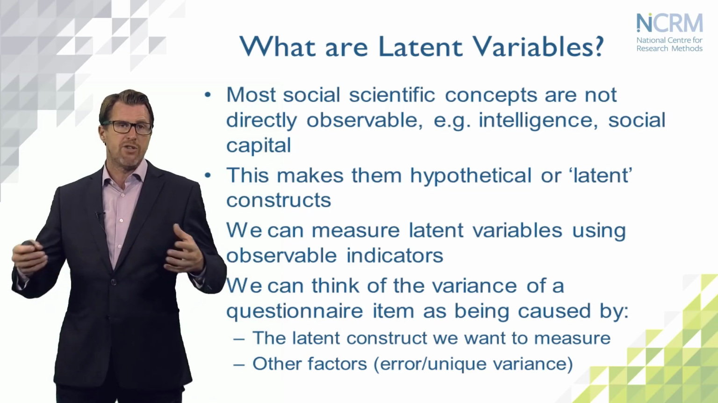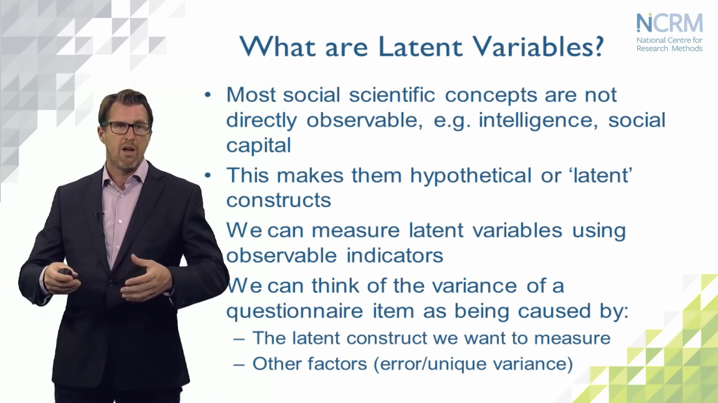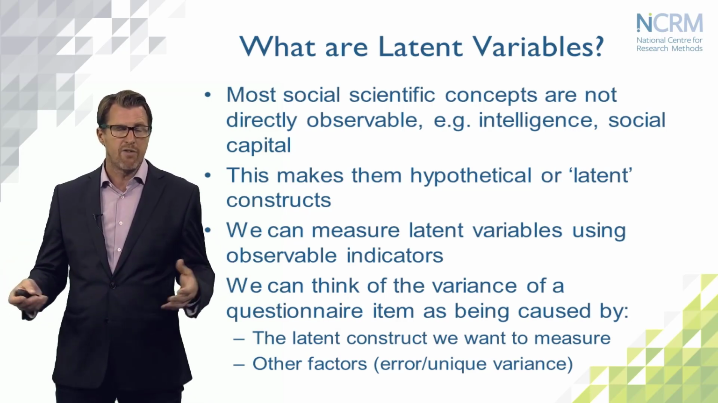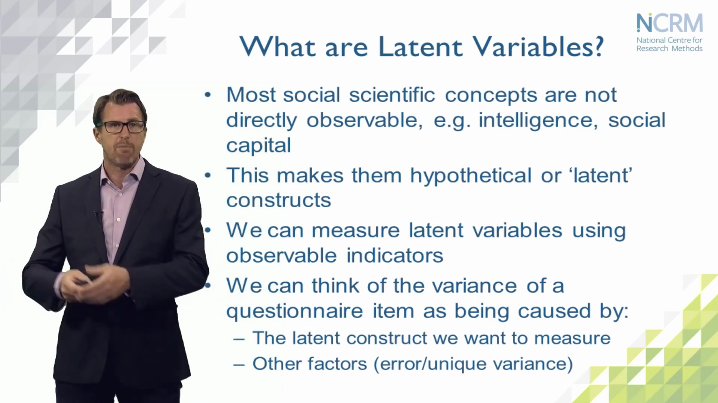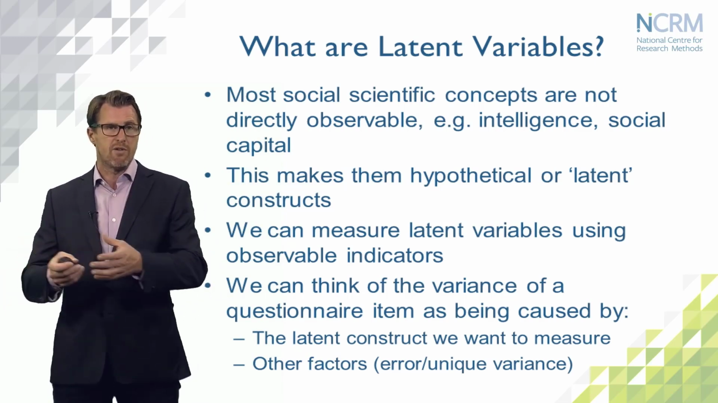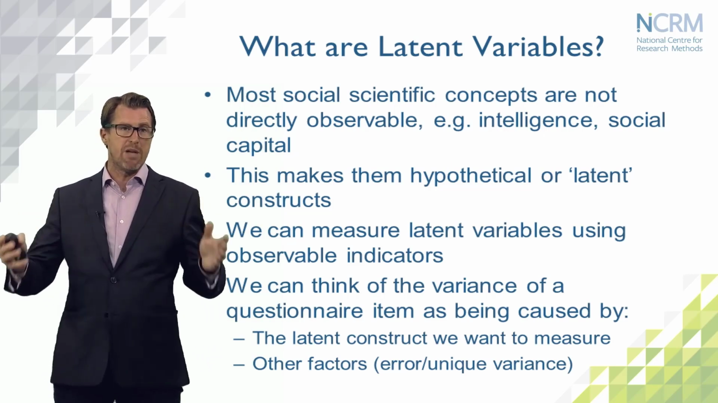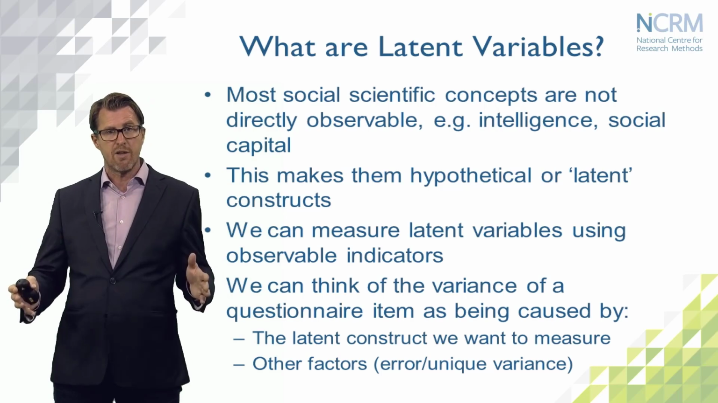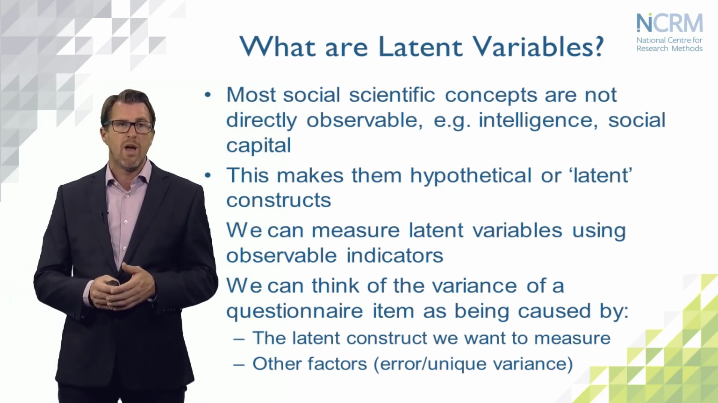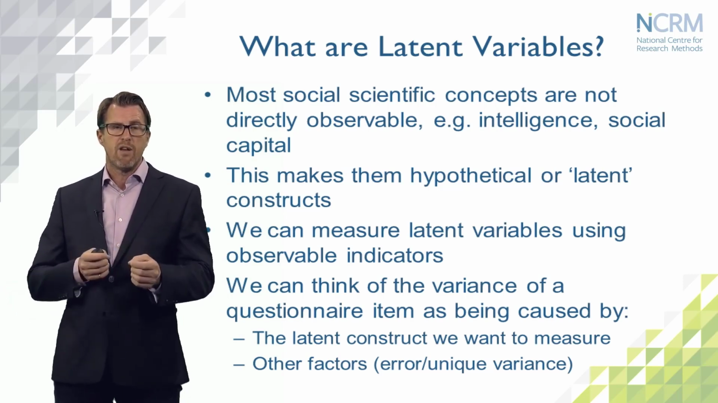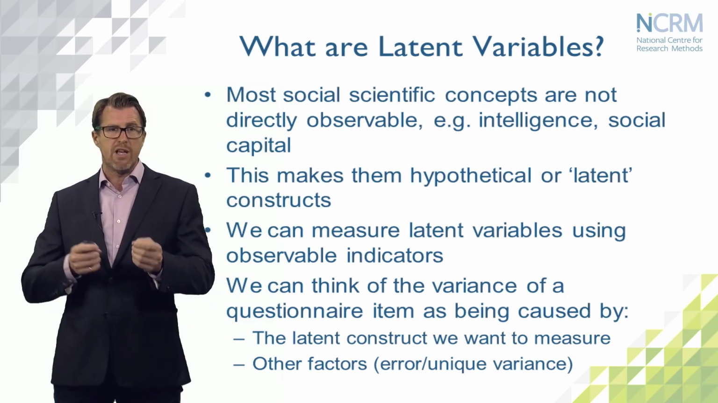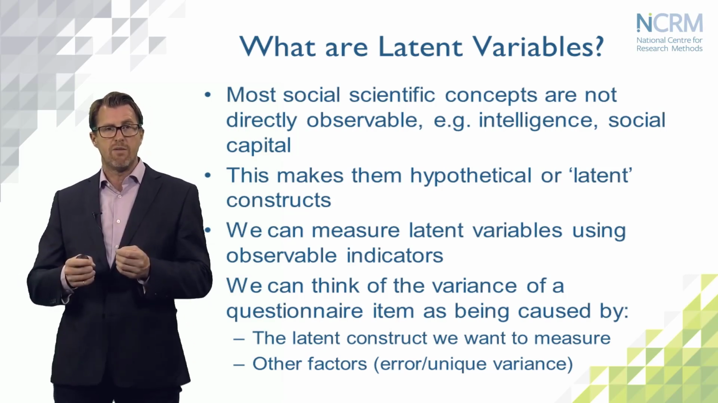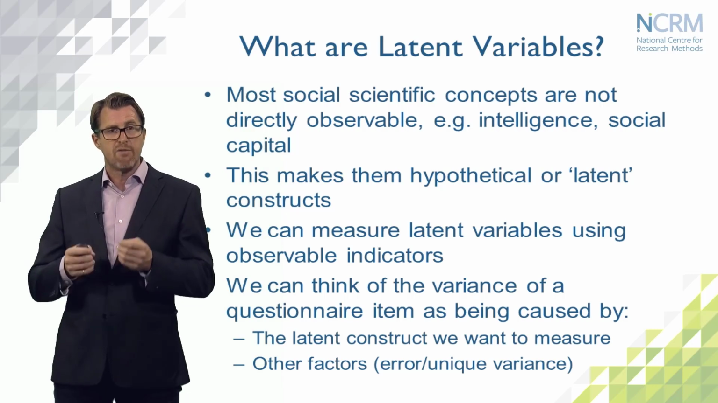So let's imagine that this question asks people how happy they are with their lives on a scale of 1 to 10. Now, some people will give higher answers or lower answers. There will be variability, variance in this variable across the individuals in the sample. Now, we don't think that all of that variability is only to do with people's level of happiness. Some of it will be.